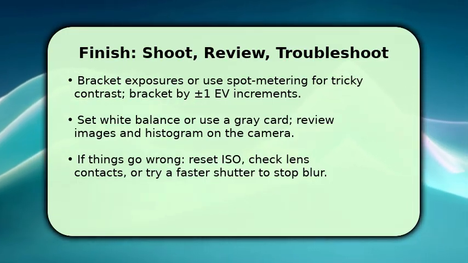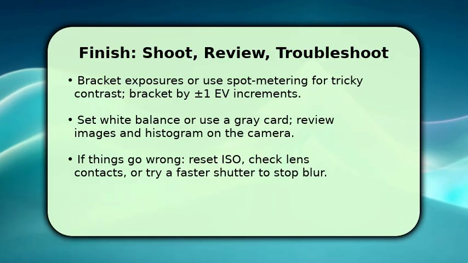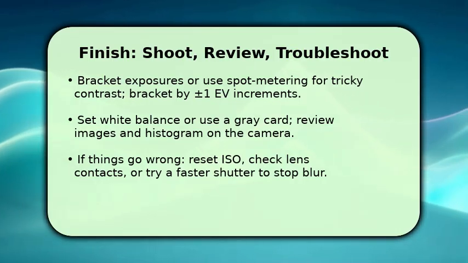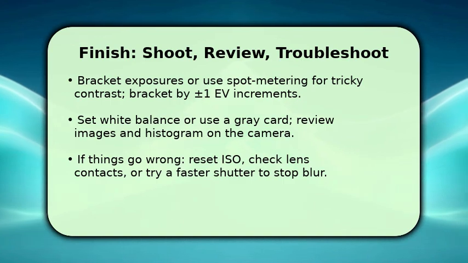If images are consistently soft or dark, troubleshoot. Reduce ISO noise concerns, clean the lens contacts, and if blur persists, move to a faster shutter speed or stabilize with a tripod.